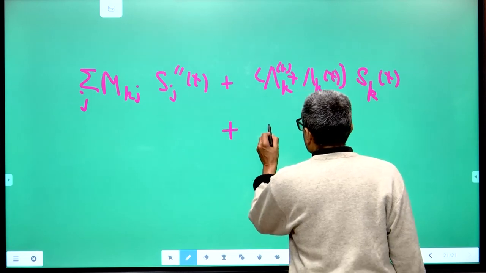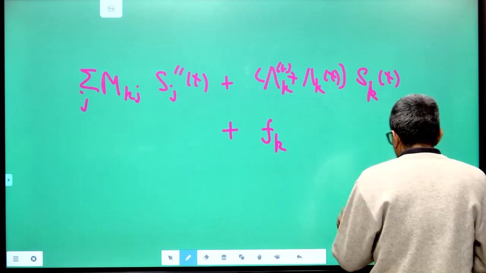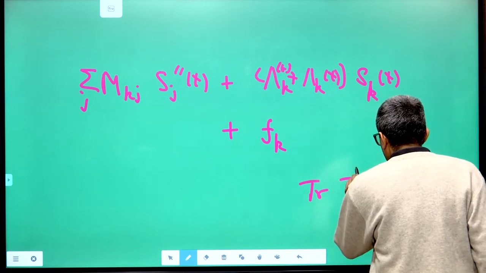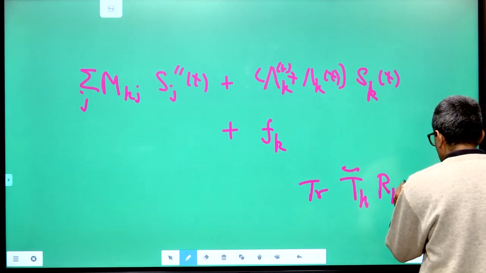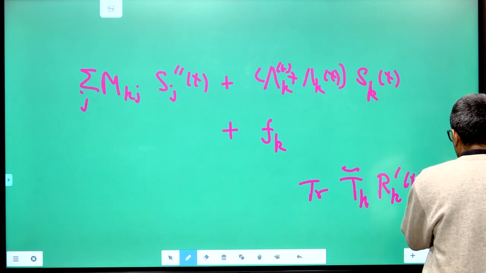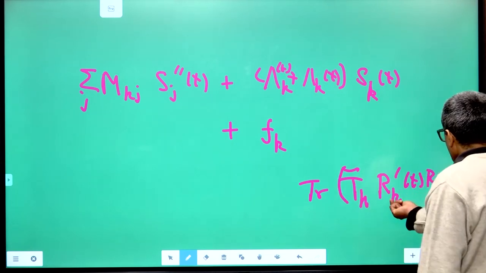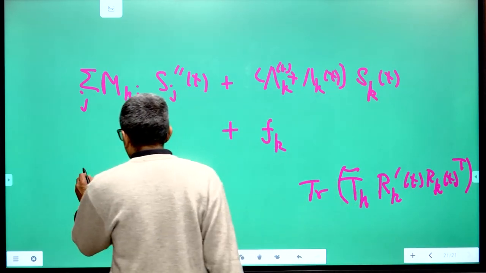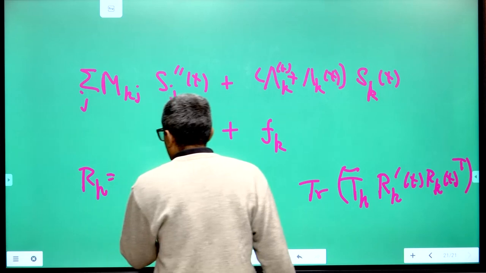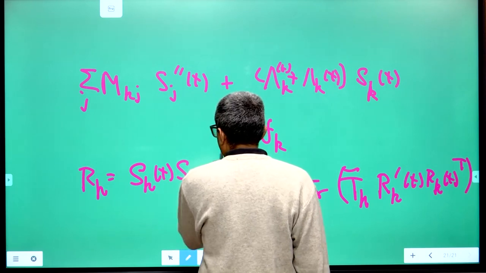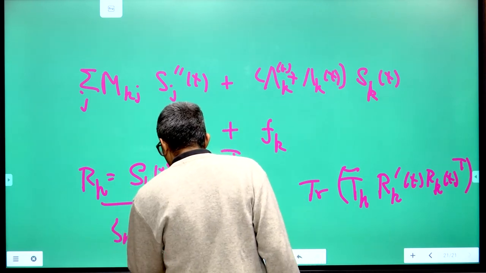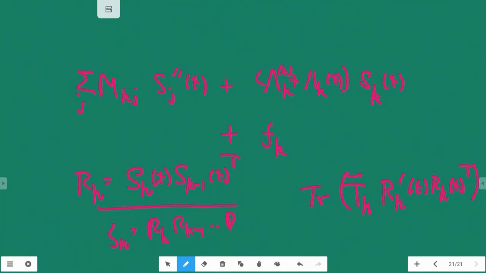And then you will have some constants, some fk, and then you will have trace of, if you look at the torque term, that was tk tilde into omega k, which was nothing but rk dash t into rkt inverse, and rkt inverse is also rkt transpose. So, this you could express in terms of sks, to take its variational derivative. That is, you could write rkt as simply skt into sk minus 1 t transpose, because sk was defined to be rk, rk minus 1, etcetera r1, which can be written as rk into sk minus 1. So this whole thing will come out to be equal to 0.